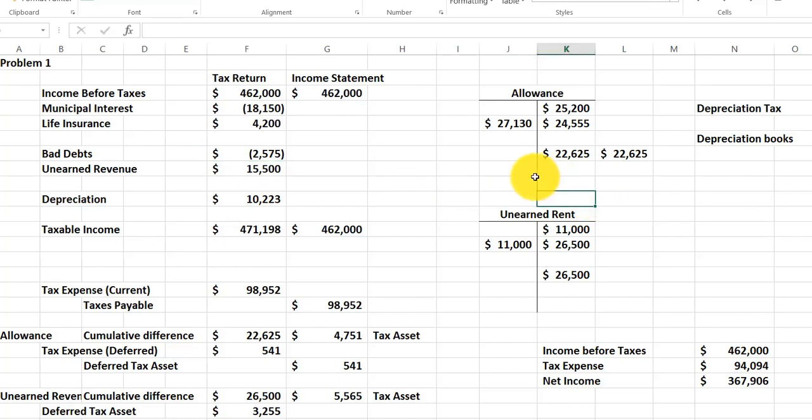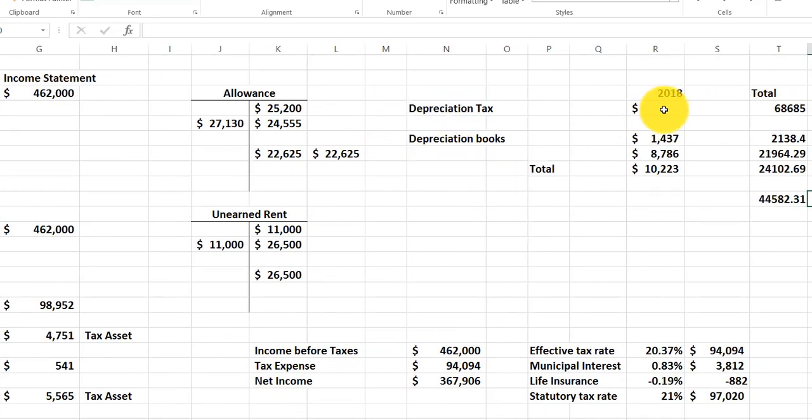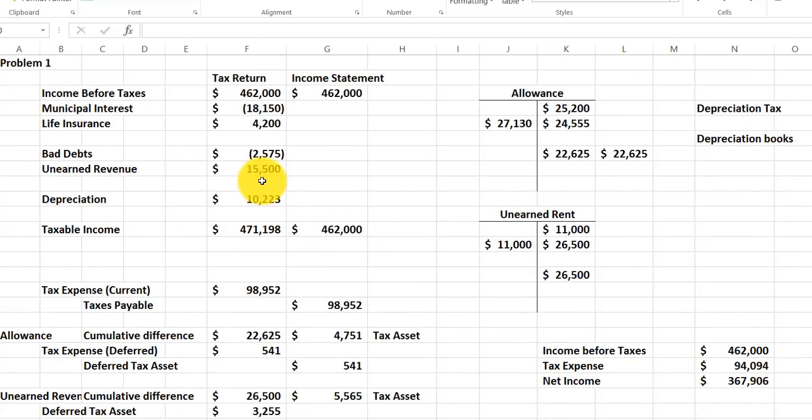Looking at depreciation, remember for tax depreciation we depreciate everything all up front, and so there's no depreciation on the tax return for 2018 for our assets we've considered. We bought no new ones, but the depreciation on our income statement would be $10,223. So the difference is an addition to the tax return, because there's no depreciation on it. So we adjusted the tax return. So the taxable income would be $471,198.